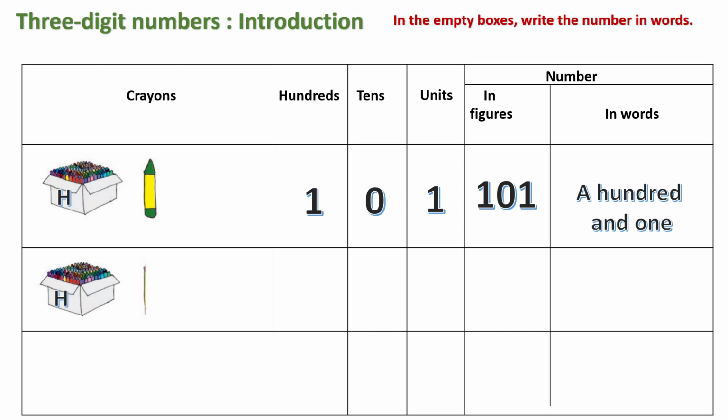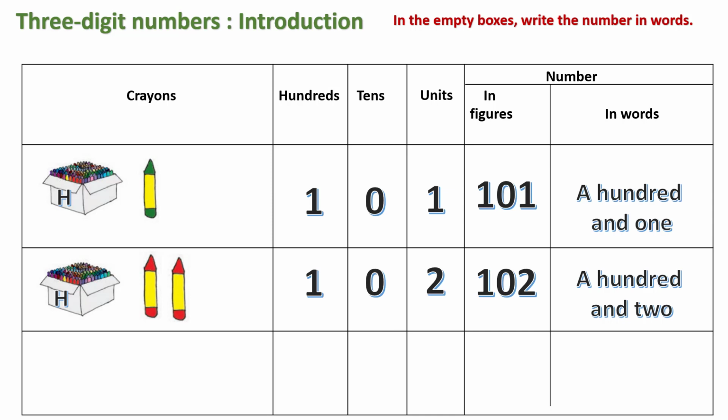Next is 100 crayons and 2 units. It means in 100 box we write down 1. In tens box nothing tens here it is, so we write 0 in tens box, and here it is 2 units, so we write down 2 in units box. In this way the number makes 102, and in words we write it as 102.